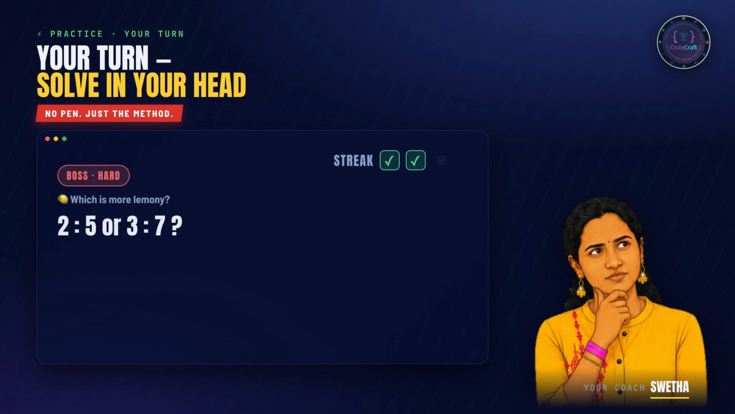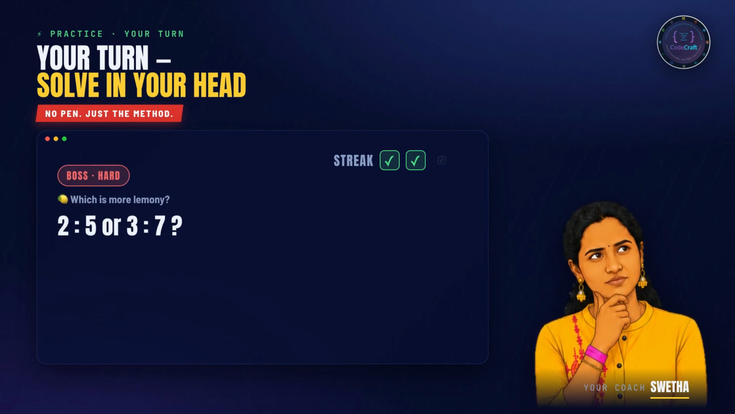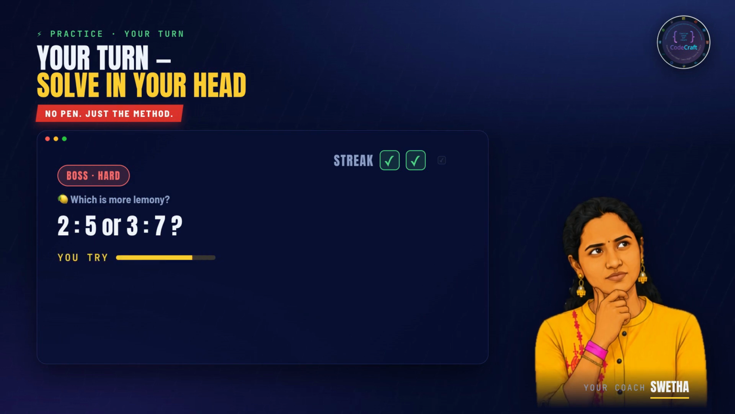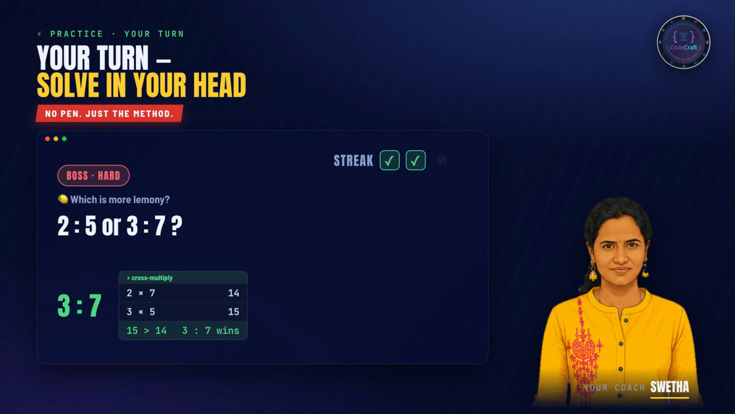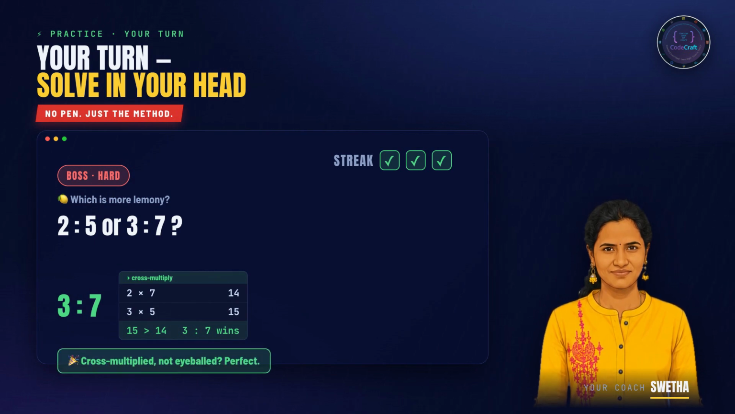Both level. Which juice is more lemony? 2 to 5 or 3 to 7? Pause. Cross multiply. 2 times 7 is 14. 3 times 5 is 15. 15 wins. So 3 to 7 has a stronger mix. 3 for 3. You're on fire.